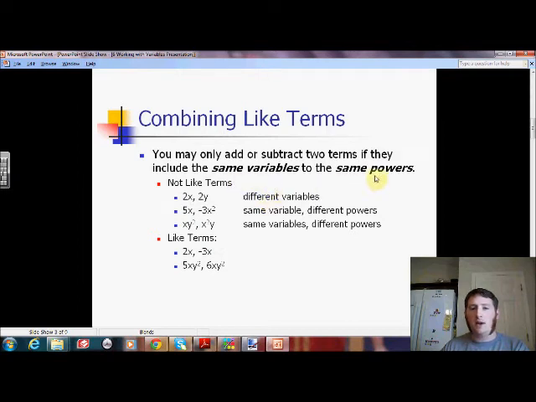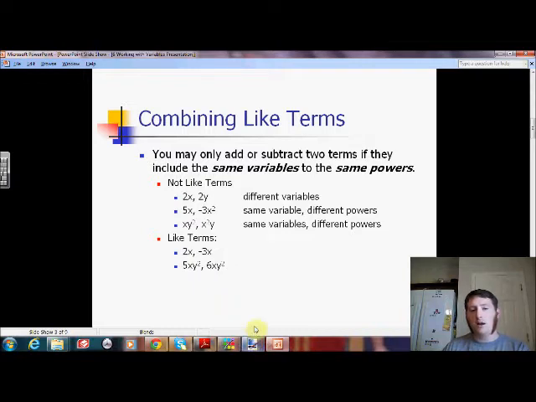Same variables, same powers. Here are three non-examples of like terms. The variables are different, or the variables are the same but with different powers, still not like terms. And don't get tricked by something like xy squared and x squared y. They look similar, but they are not like terms. 2x and negative 3x are like terms. 5xy squared and 6xy squared are like terms.